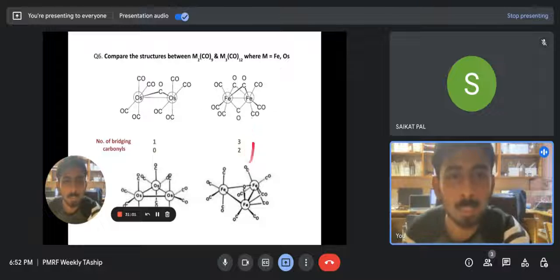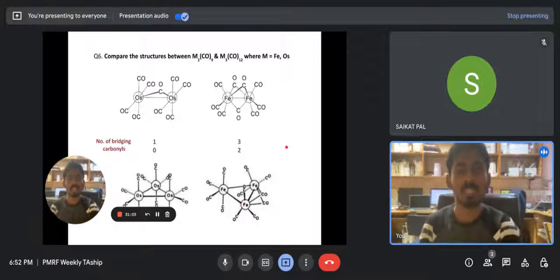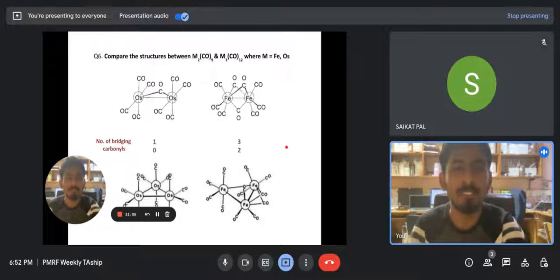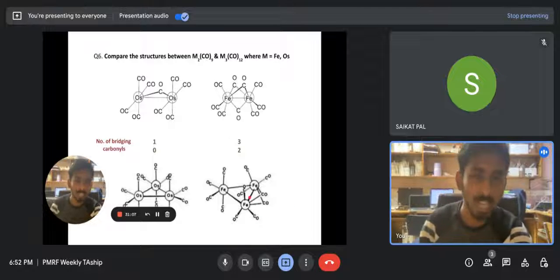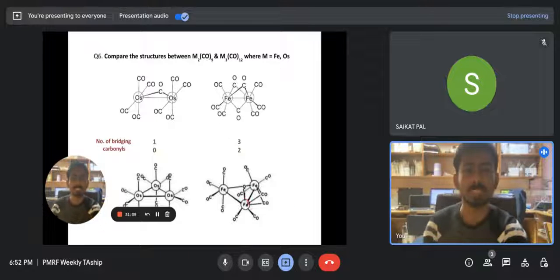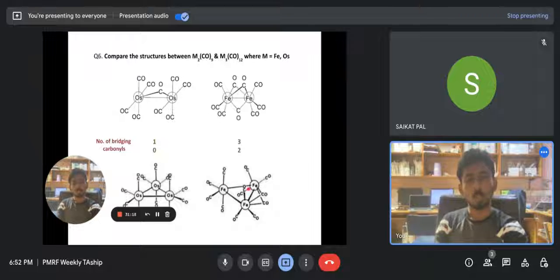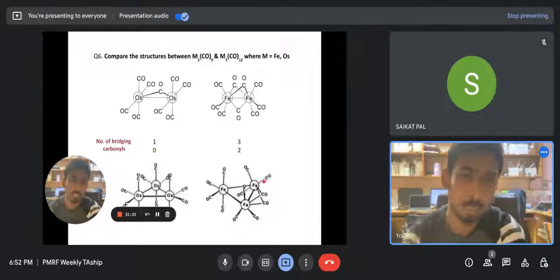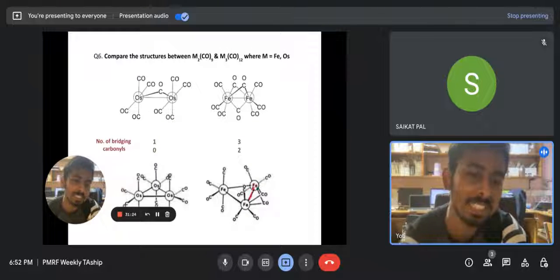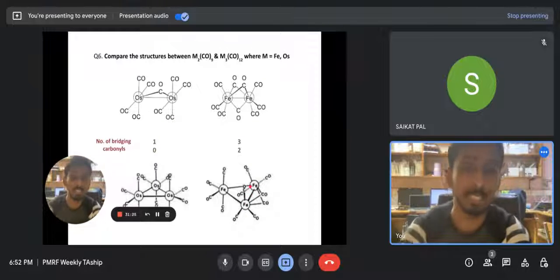But in this case, there are iron centers, and iron, being a lighter congener, is prone to forming bridges. In the crystal structure of Fe3(CO)12, two CO molecules are bridging between two of the iron centers, but the third iron does not have any bridging carbonyl. So all the iron atoms in this case are not equivalent. These two iron atoms are equivalent in nature, and they have two CO bridges.